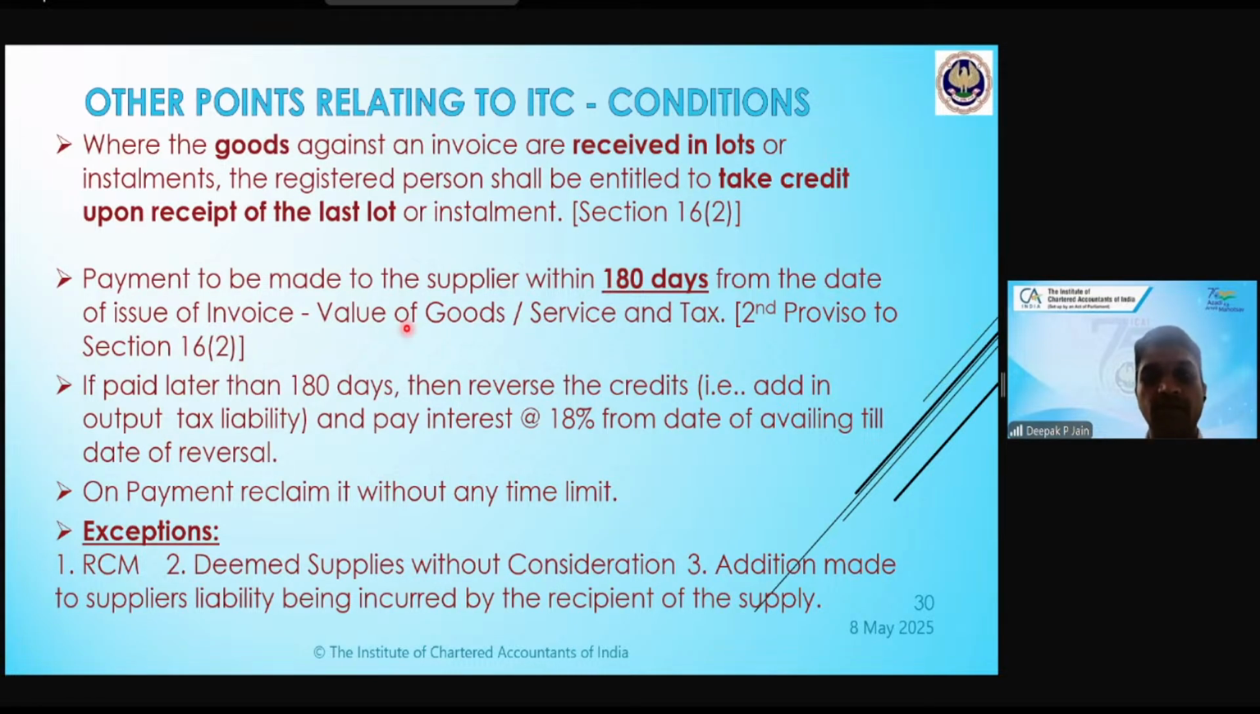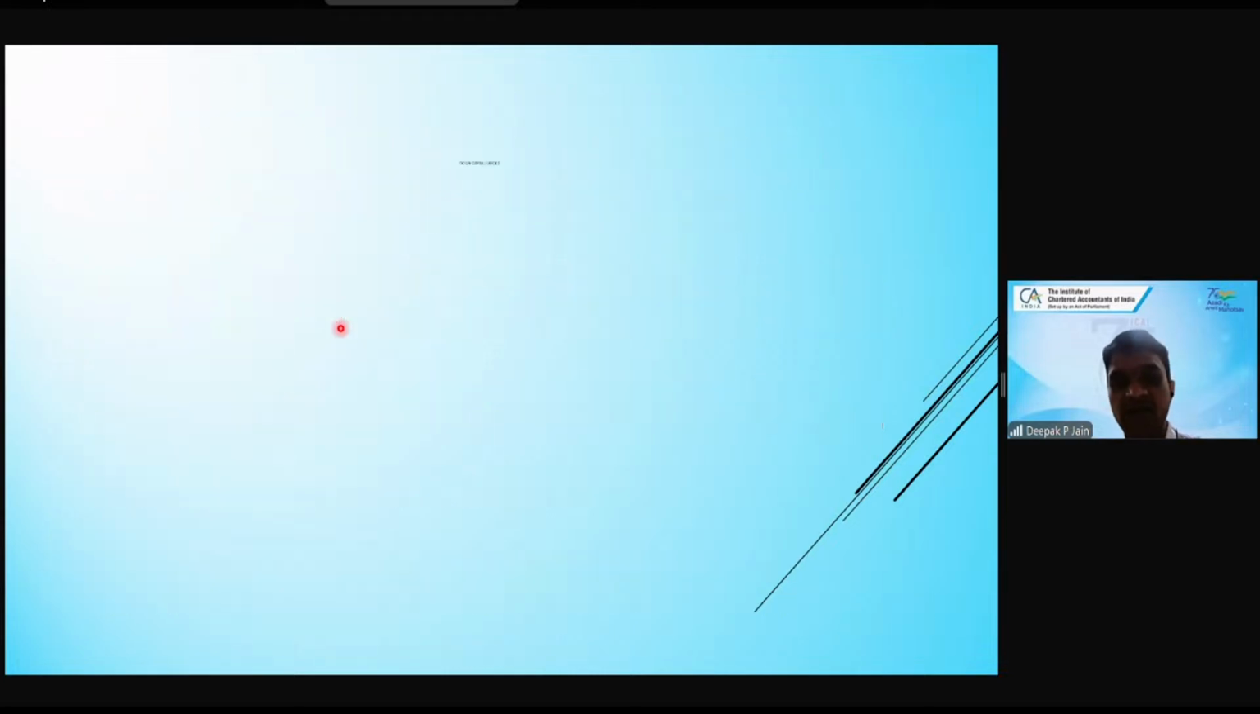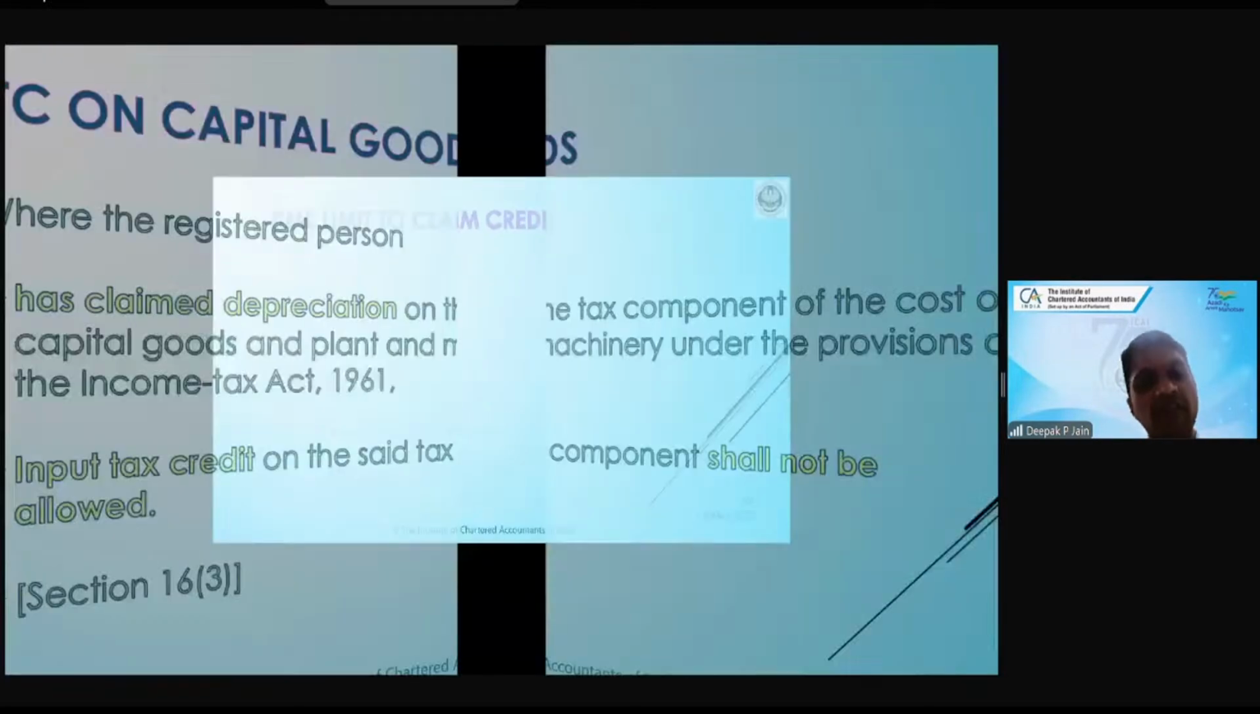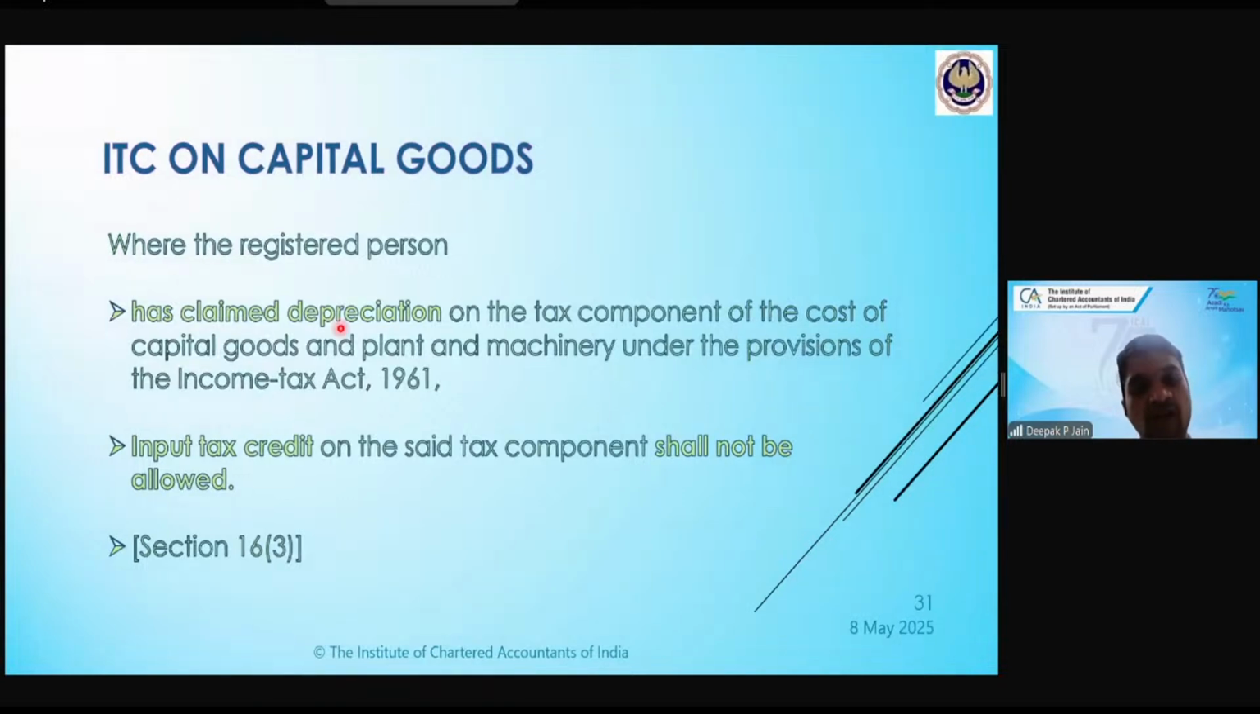Clear, perfect. So next we go. We are still stuck with Section 16. Next is ITC on capital goods. So can we claim credit on capital goods? Yes. But how can we claim both the things?